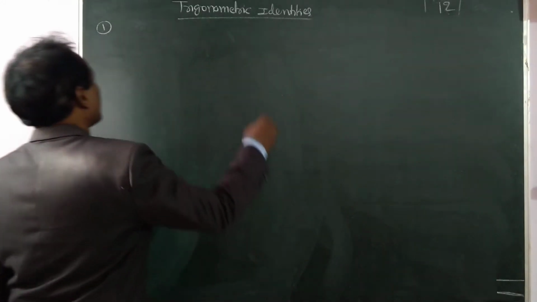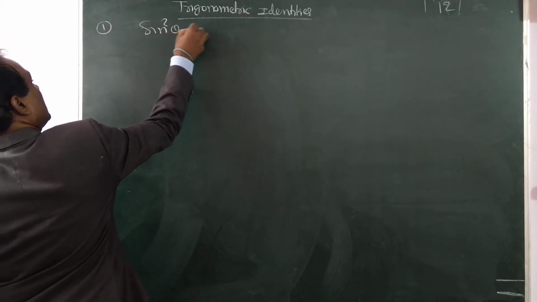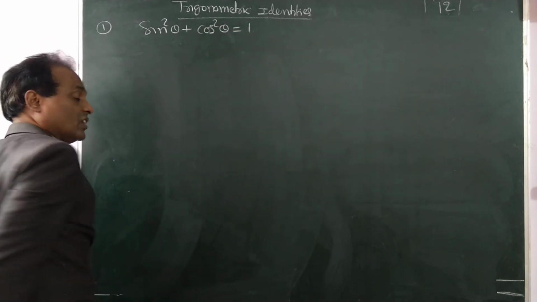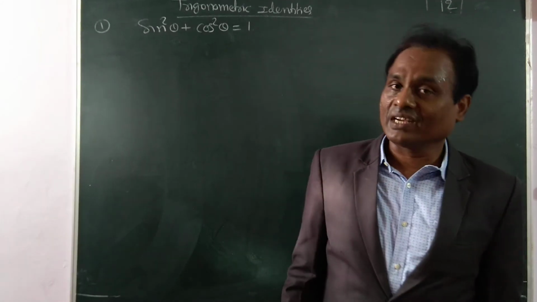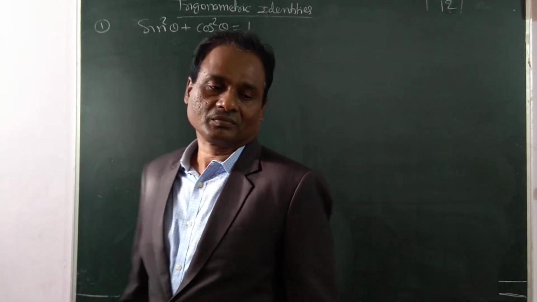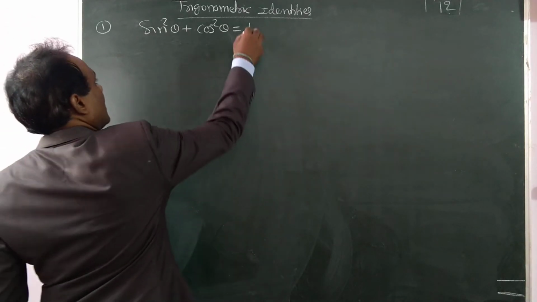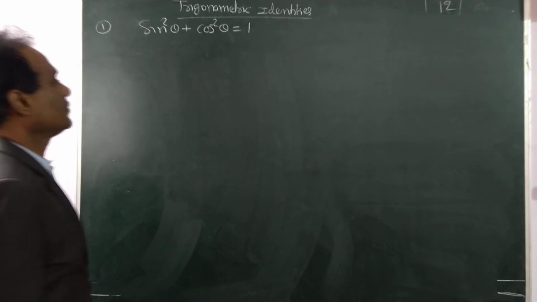So the first formula is sin square theta plus cos square theta is equal to 1. This is one formula. Sin square theta plus cos square theta is equal to 1. See here.